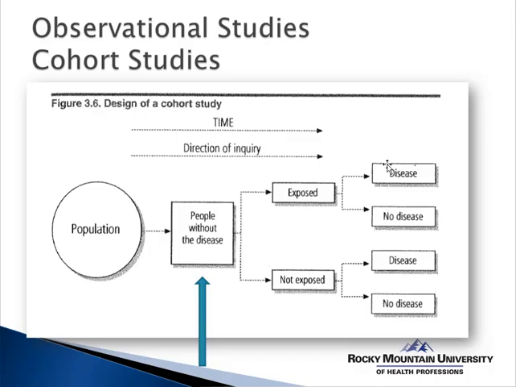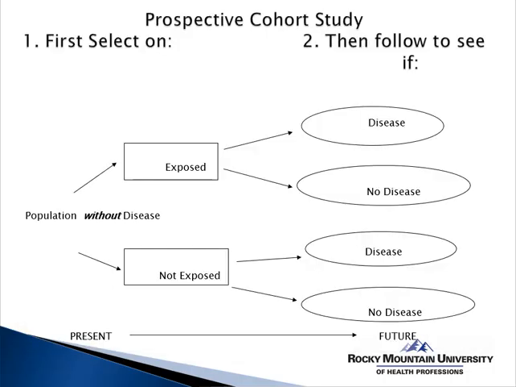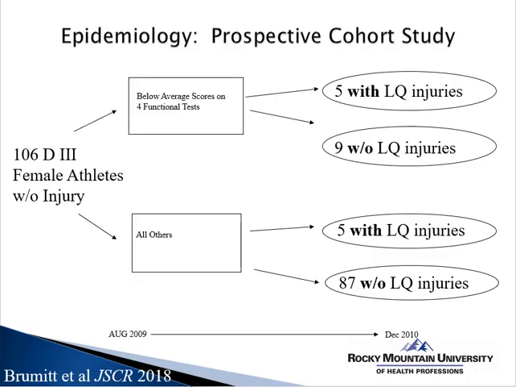Cohort studies, again, people without the disease here at baseline, we then categorize them into those who have the exposure or who are not exposed. I like to think about it as being at risk and being at lesser risk, and then you're looking for proportions in each group. Here's that breakdown again. In the present, people without the disease, and in the future, we're looking at the proportions.